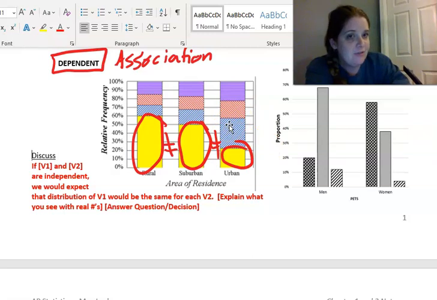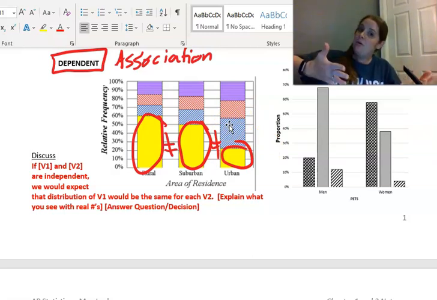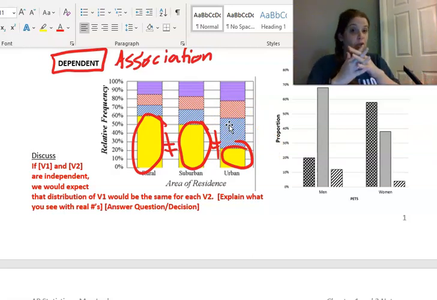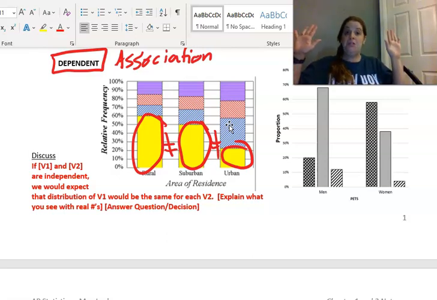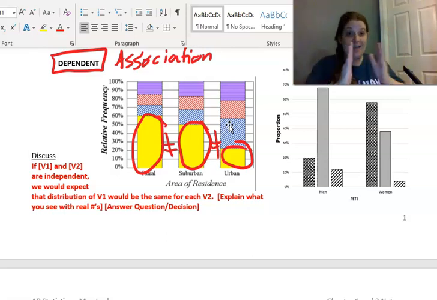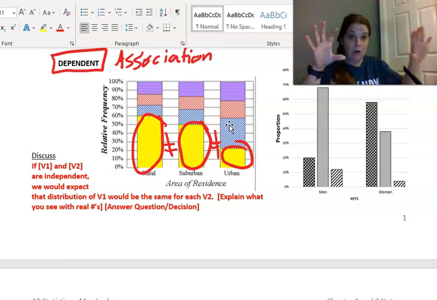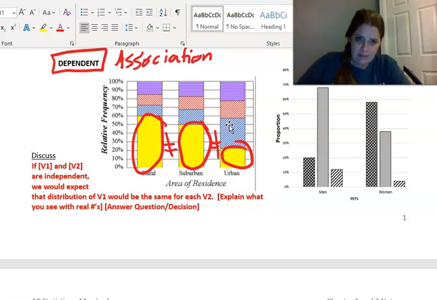Okay, so we continue to give examples. I'd say if they were independent, I would expect the distributions to be the same. The distributions are not the same. And I would give examples of how they're not the same to show how one category is different across all three bars. And then I come to my decision. So political party and area of residence are not independent. They appear to be associated.